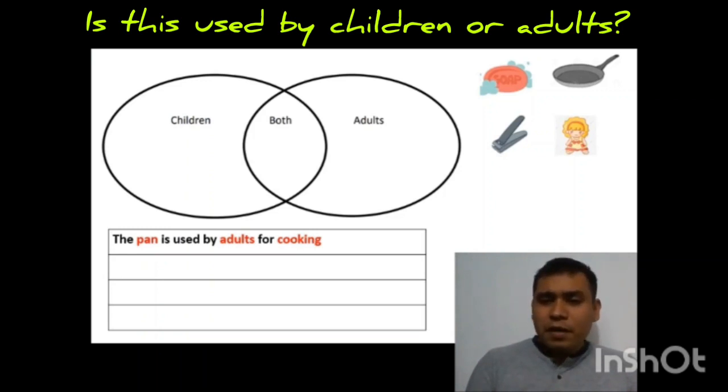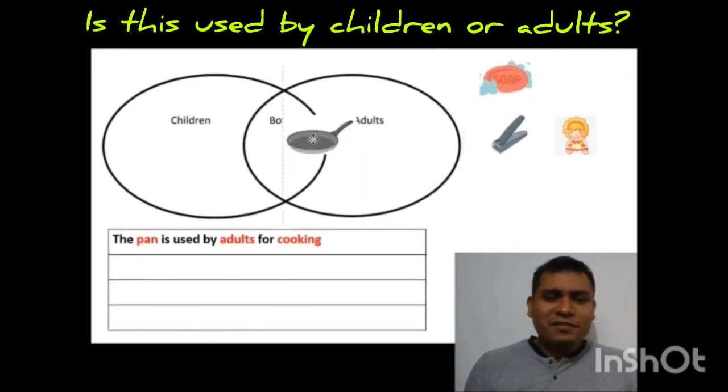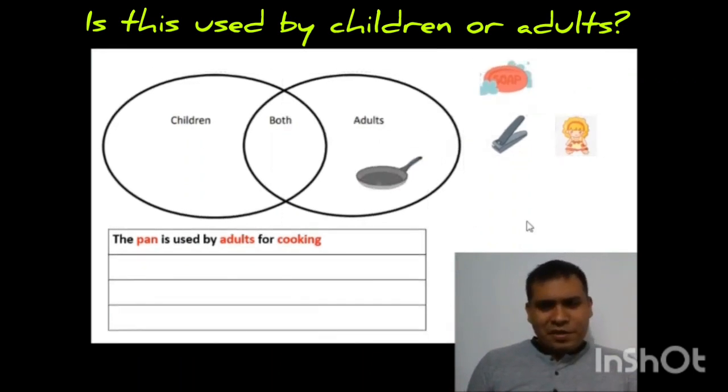Okay? Now that we know more about the Venn diagram, I have 4 things in there. You can see a soap, a pan, a nail clipper, and a doll. I want you to tell me where I can place those items. For example, the pan. The pan is used by children or is used by adults? Well, the pan is used by adults, right? So let's grab this pan and put it on the circle of adults. That's good. Very good.